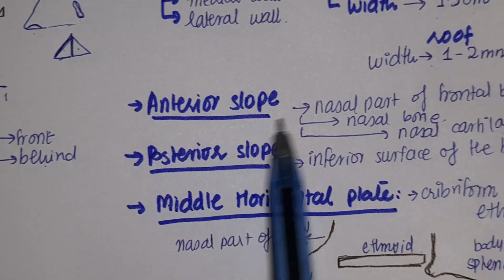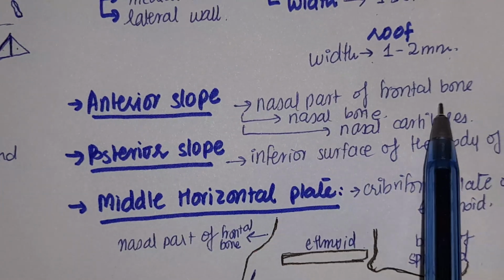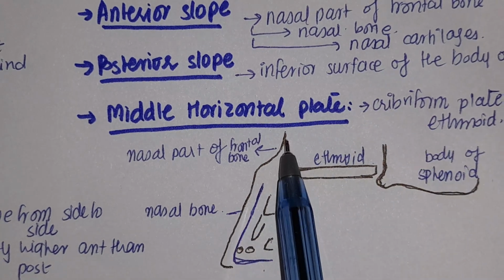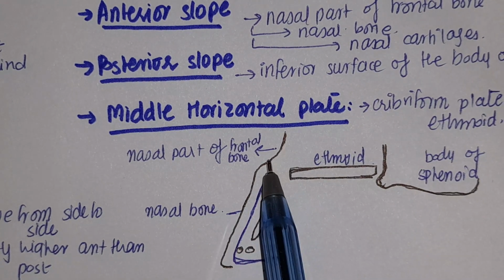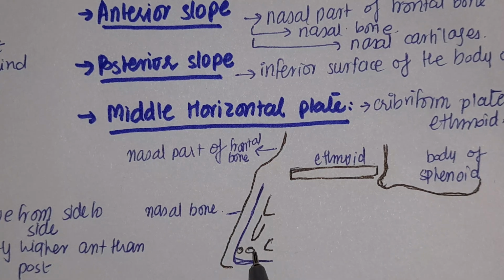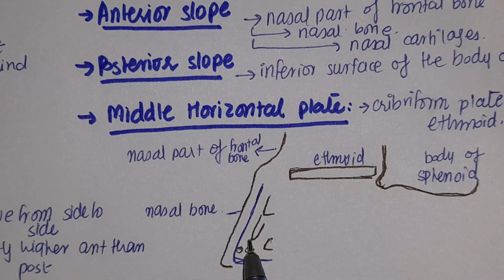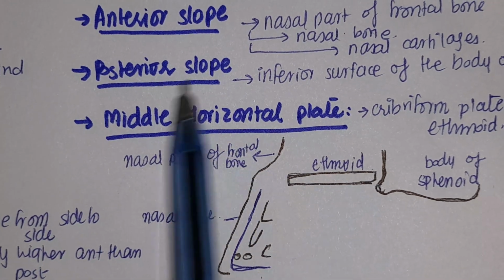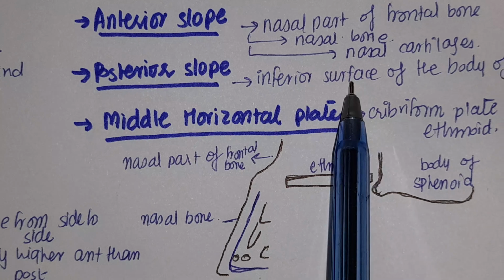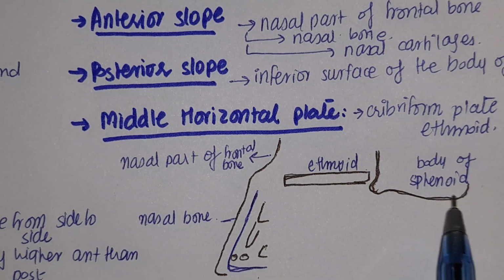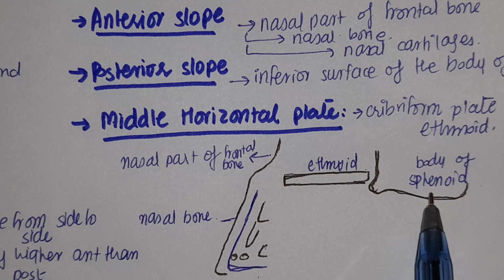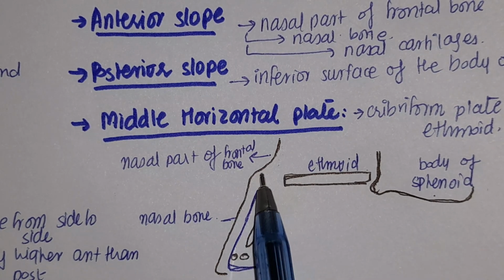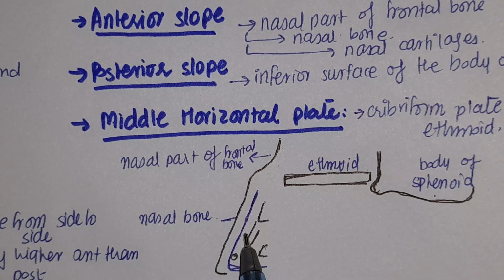First of all, the anterior slope, which is formed by the nasal part of the frontal bone, the nasal bone and nasal cartilages. So look at this diagram. In this portion we have the frontal bone. So the nasal part of the frontal bone, the nasal bone and the nasal cartilages form the anterior part of the slope of the roof of the nose. Then we have the posterior slope. The posterior slope is mainly made by the body of the sphenoid, so the inferior portion of the body of the sphenoid forms the posterior slope. So the anterior slope was formed by the nasal part of the frontal bone, the nasal bone and certain nasal cartilages.